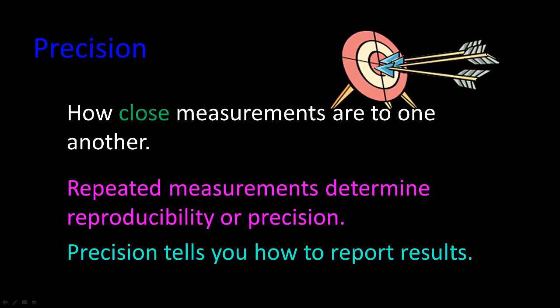Precision is how close measurements are to each other. So if you have three measurements and they are all close to one another, then that data is considered precise, much like the arrows here.